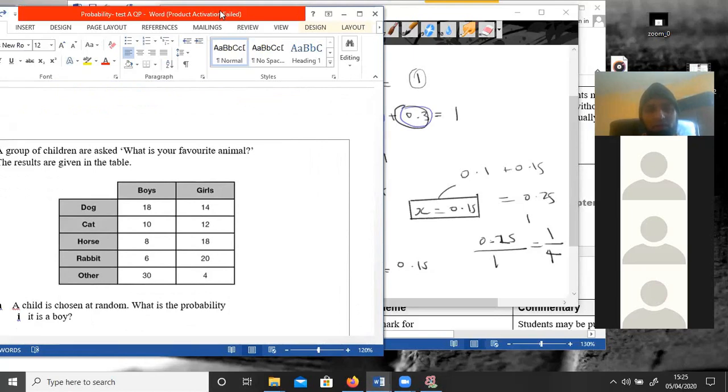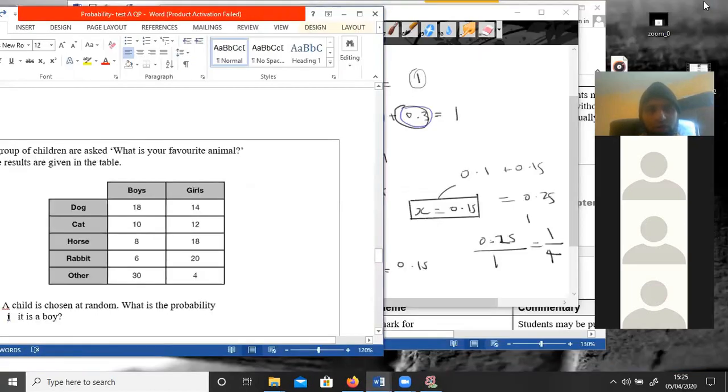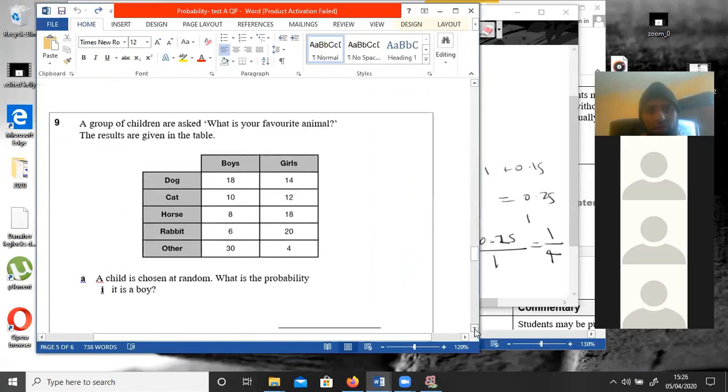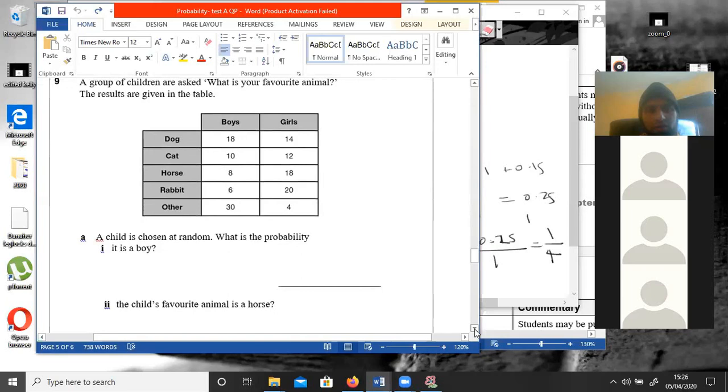Let me just shrink that a little bit, it's getting a bit too big. A group of children is asked, what is your favorite animal? The results are given in the table below. I want you guys to think about this question here, question number 9. Have a nice little go on that one. After you do part A and part B, tell me if you've done it and we'll go through it.